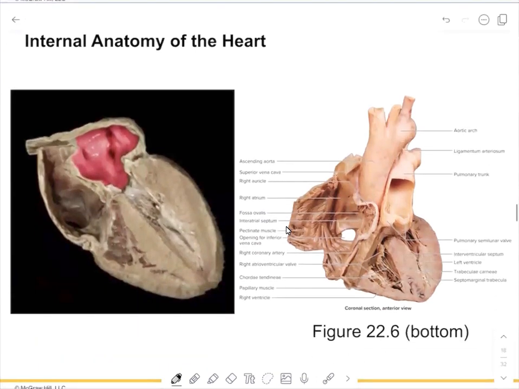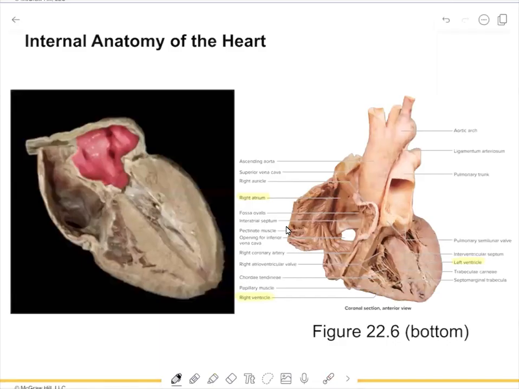This slide is showing the internal anatomy of the heart. And I want to point out the chambers for you first. We have the right atrium here, the right ventricle. On the left side of the heart, we see the left ventricle. And we really don't see the left atrium because in this view, it's kind of covered up here. There's a little bit of it shown behind that.